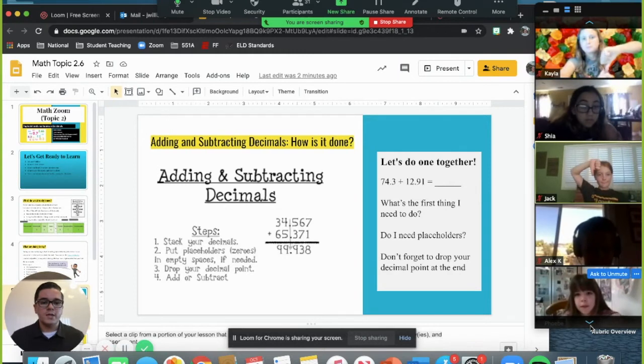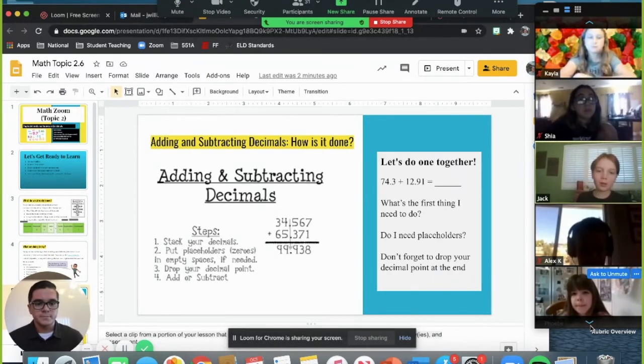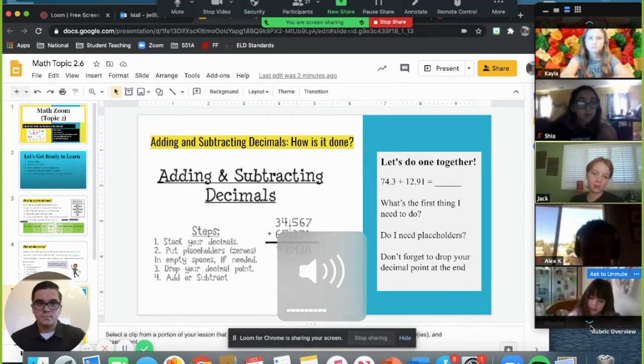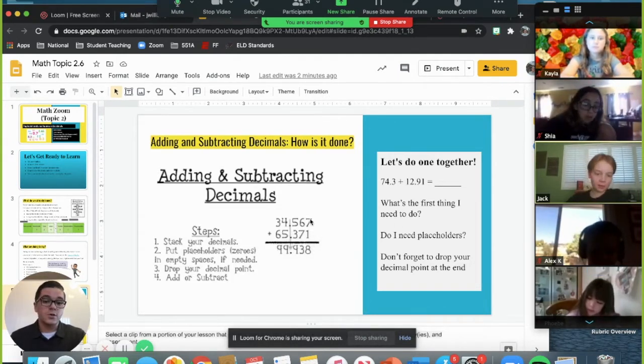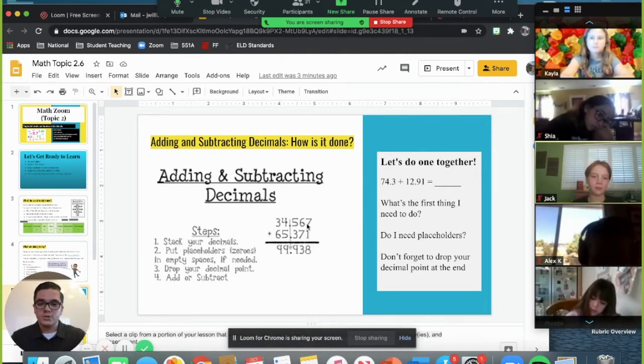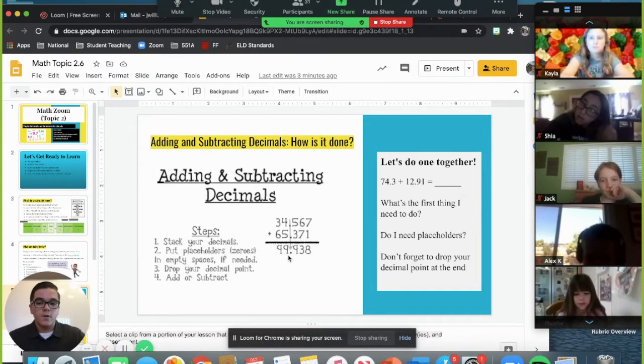Jack, why do we not need a placeholder zero? Because all of the decimals are lined up and they all go to the thousandths place. Yeah, exactly. So it goes to the thousandths place. Like Jack said, the place values line up, so then we can just add straight down. 7 plus 1 is 8. 6 plus 7 is 13. So our 3 is going to go here, and we're going to take the 1 up top, and we're adding down, and our final answer ends up being 99 and 938 thousandths.